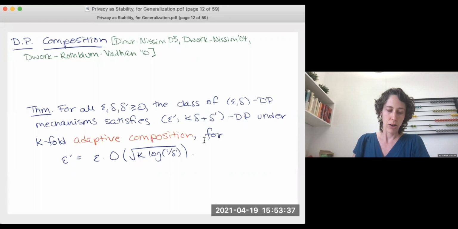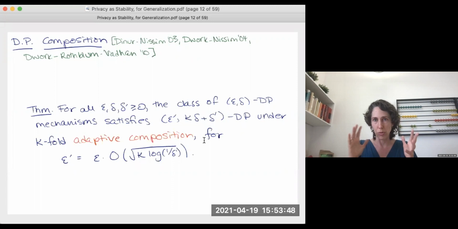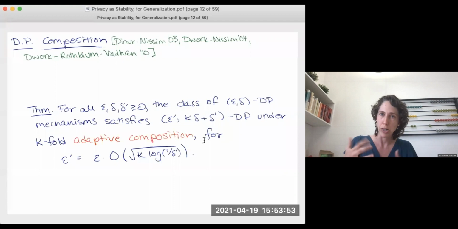And so intuitively, where did that square root of K come in, in the building up of the privacy? Intuitively, the reason we're getting this sort of sublinear harm here is that the expected privacy loss is much better than the worst case. And you can do a martingale analysis to get concentration.